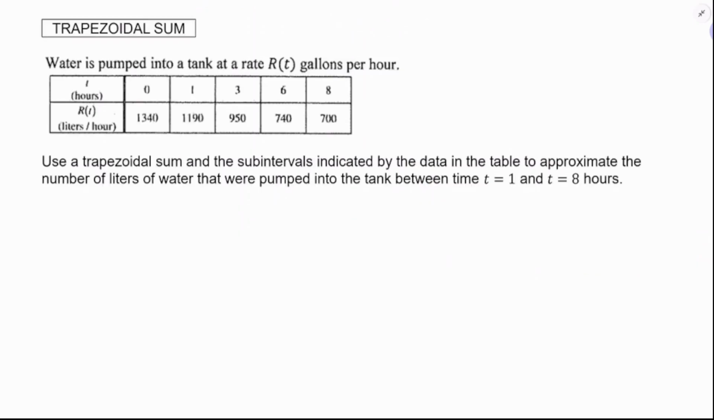All right, the last type of sum I've got for you is the trapezoidal sum. And this one is by far the most accurate, and it's also a little bit more time consuming to compute, especially if the numbers are not easily averageable. But I think first I need to remind you about how to find the area of a trapezoid.